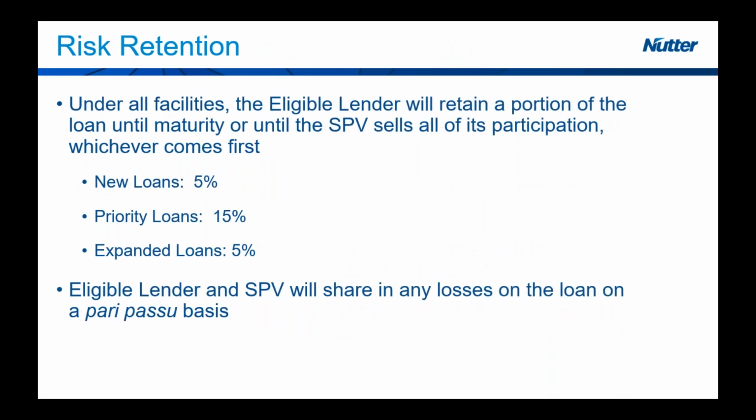Under each facility, the SPV will purchase a portion of the loan and the eligible lender will retain a portion until maturity or until the SPV sells all of its participation in the loan. So lenders will retain 5% of the loan under the new loan facility, 15% under priority loan facilities, and 5% under the expanded loan facility. The lender and the SPV will share in any losses on the loan on a pari passu basis.